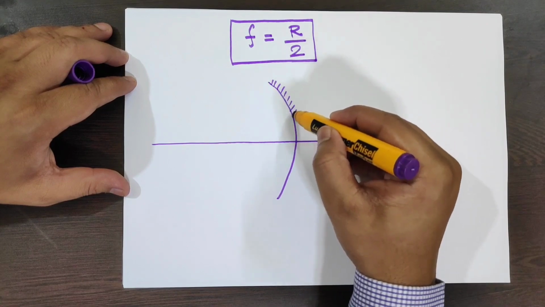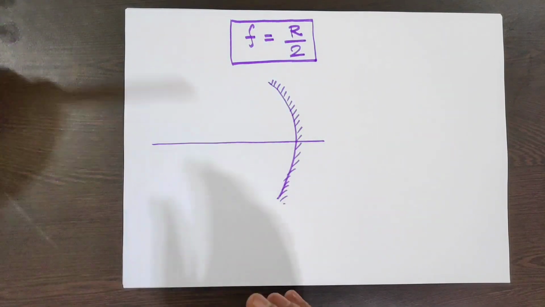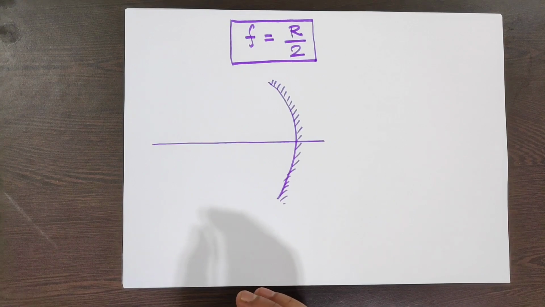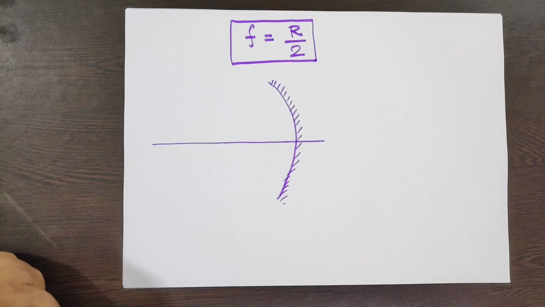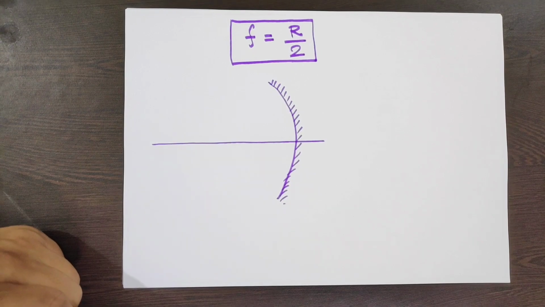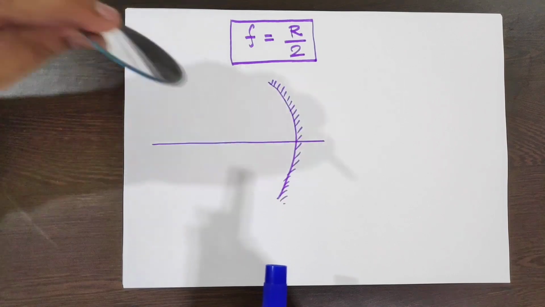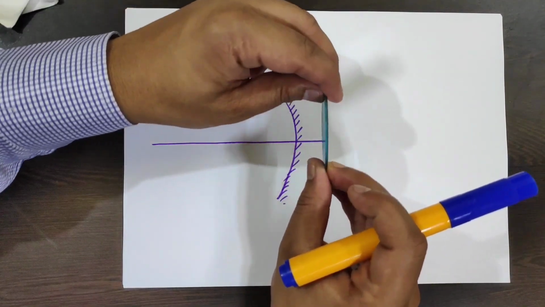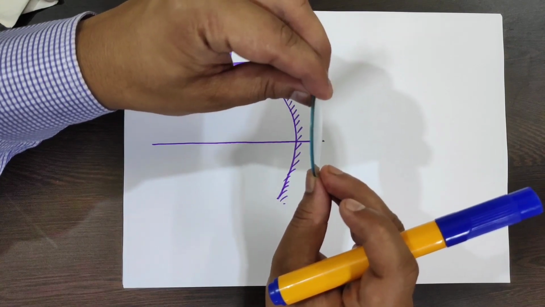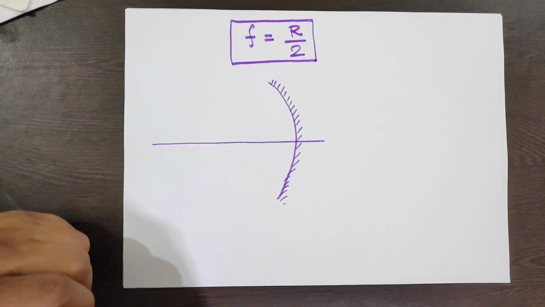Now this F equal to R by 2, it is valid for certain conditions. Condition is the aperture size of the lens is small. Now what is small and what is big? It is small compared to the radius of curvature. That means it's more or less like a very flat lens. See, this is a curved surface, but you can hardly guess whether it is curved. Looks like a flat surface. So for this type of mirrors, it's true.